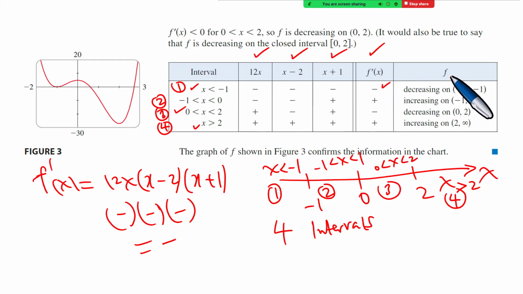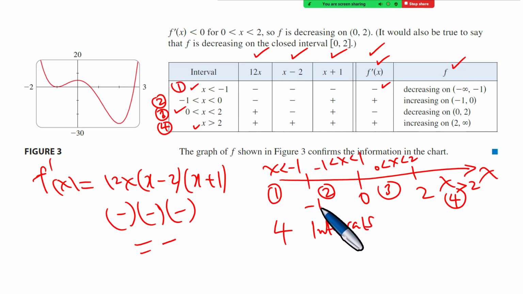So now for the function f itself, we are using f prime to understand f. How does the function f behave? According to the increasing-decreasing theorem, if the derivative f prime is negative, less than zero, then the function is decreasing on that interval. This interval starts from minus 1 and less, so it goes from minus 1 to minus infinity.